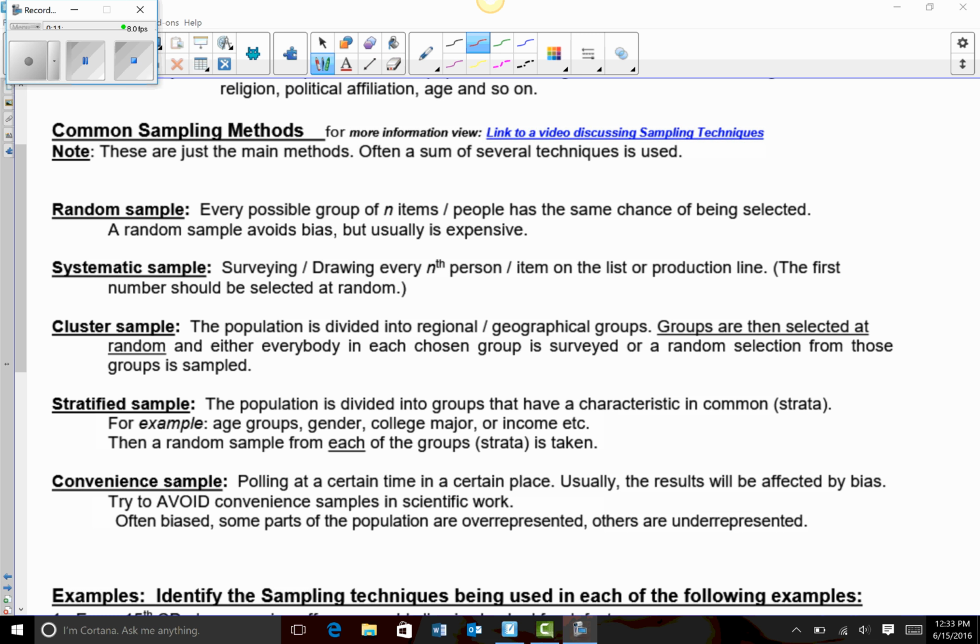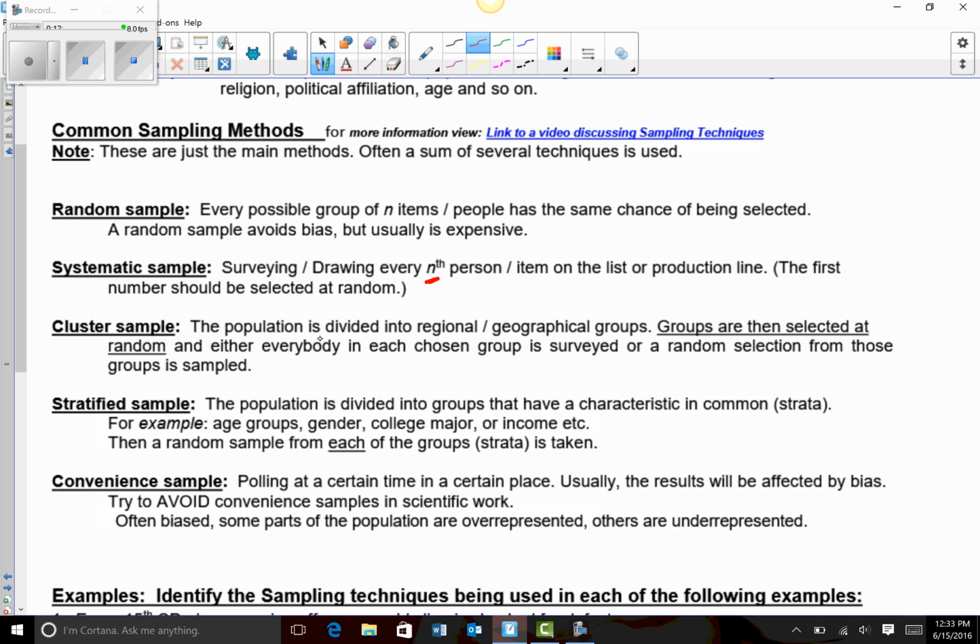It doesn't have to be 10. That's why they use the n in there, that it could be every 6th person, 100th person, 20th person, 25th person. It could be any number that you want. Those are usually easy to identify because there's going to be some number associated with it.